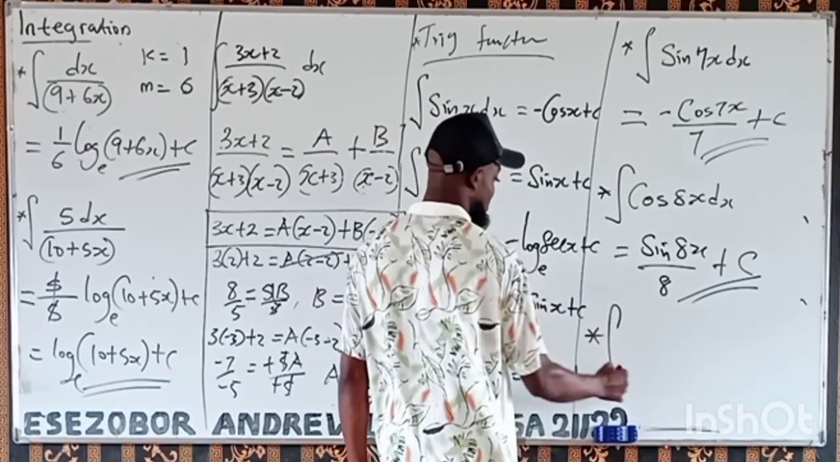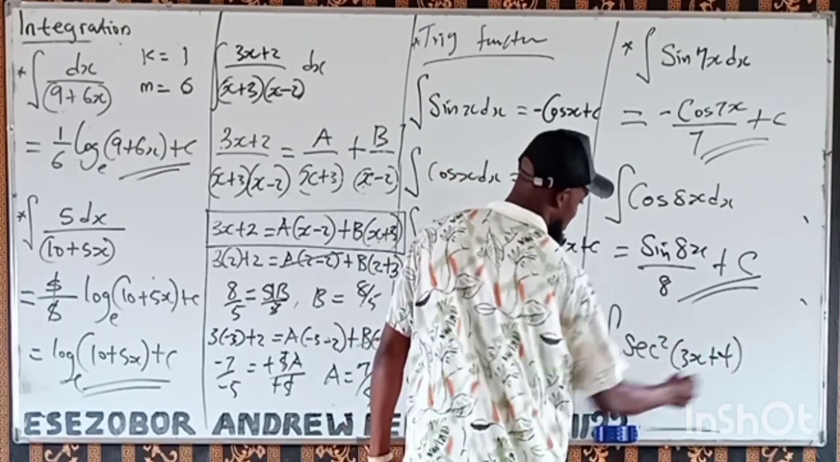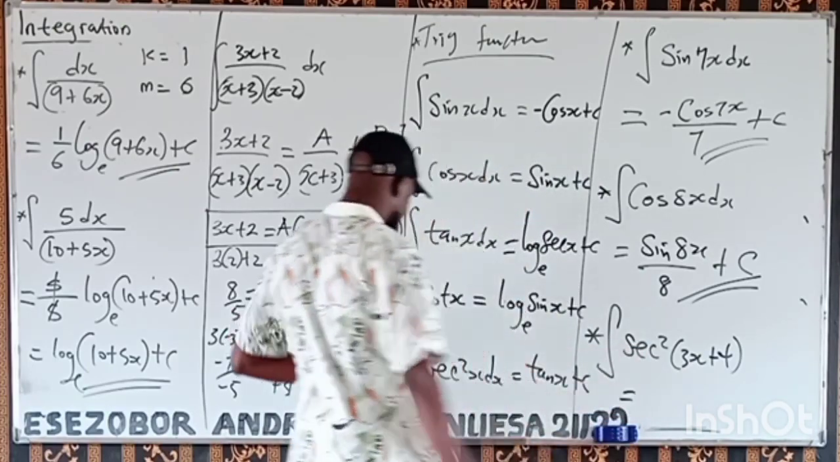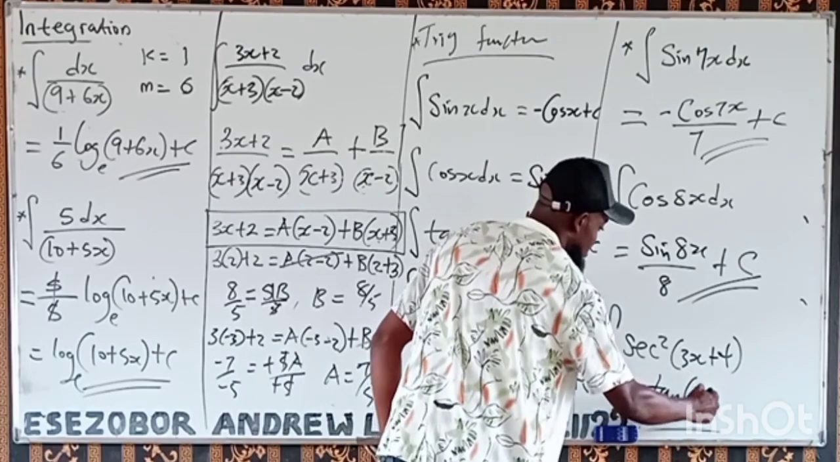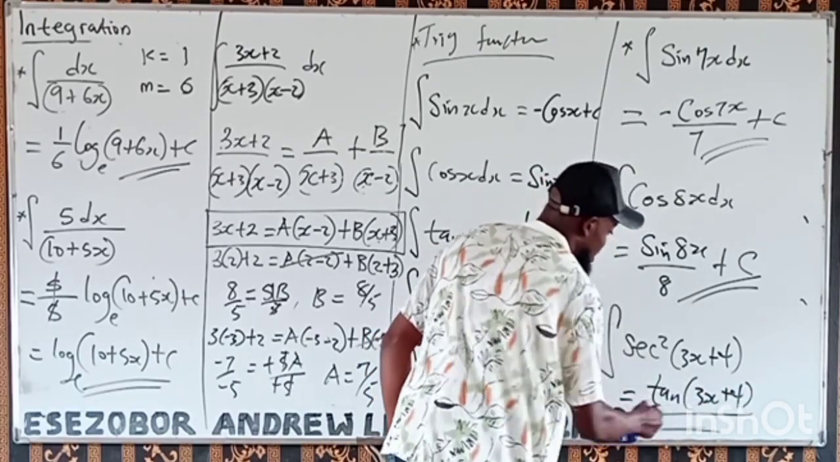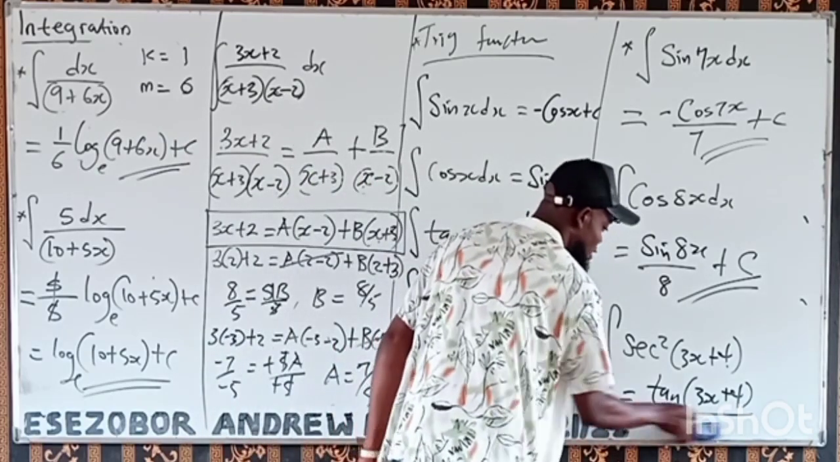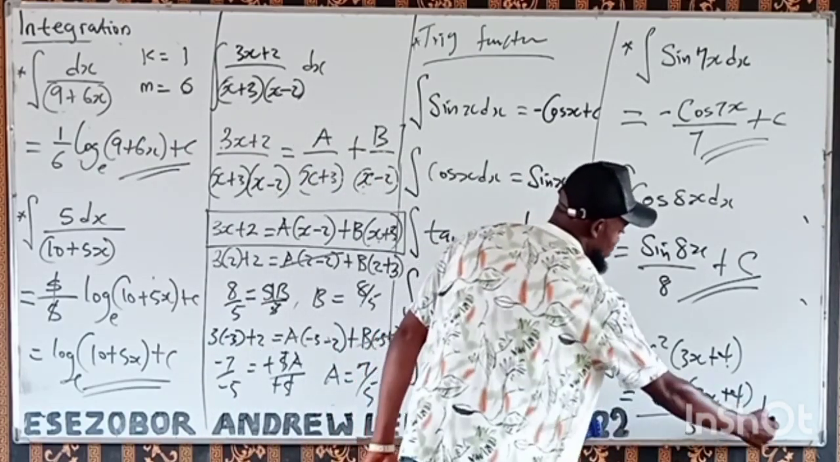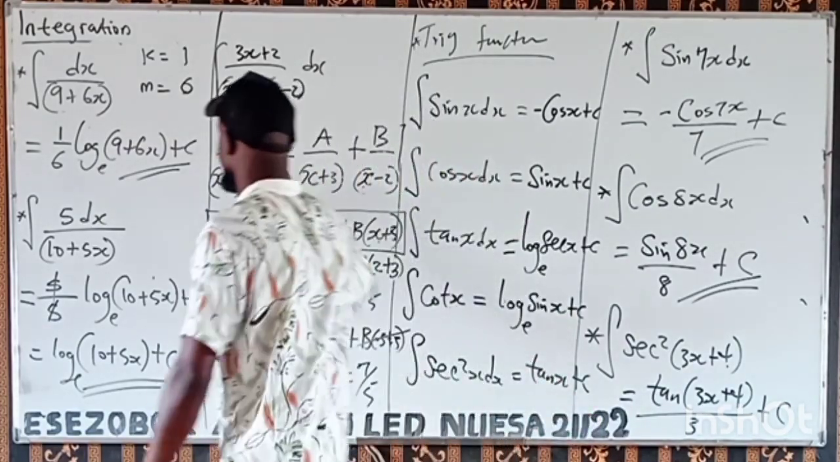So let's say we have the integral of sec squared (3x plus 4). If I do this, remember, if I integrate sec squared x, I'm going to have tan x. I'm going to have tan (3x plus 4). Now, differentiate 3x plus 4, but differentiate it down to get the final answer. Differentiate 3x, I'm going to have 3, plus c. That's what you are going to have. These are the rules under trig functions.